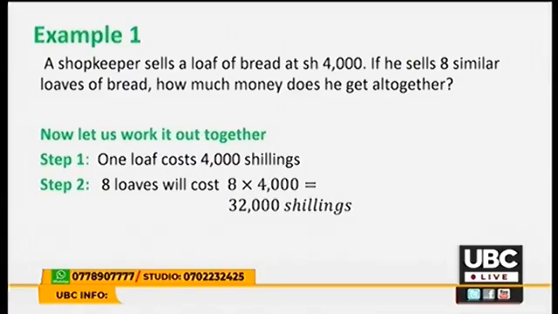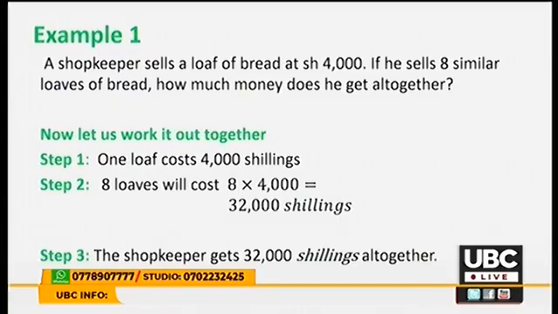Do you remember we said the knowledge of multiplication is very important in this work. So we've got to multiply accurately. And what is 8 times 4? That is 32. Be careful about the zero issue by using a comma, and that will be 32,000 shillings. So we now conclude our answer in step 3: the shopkeeper gets 32,000 shillings altogether.